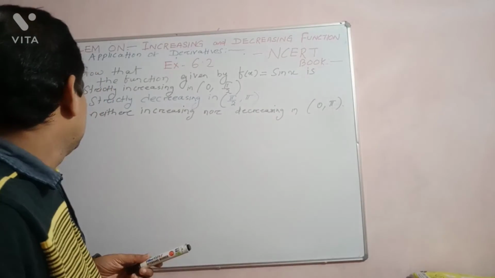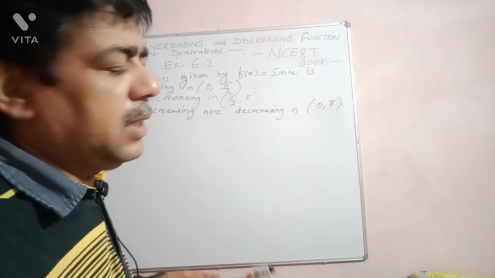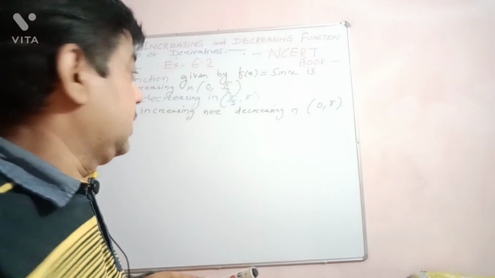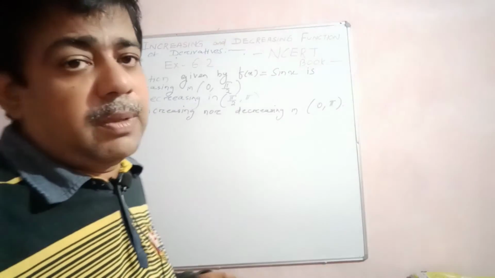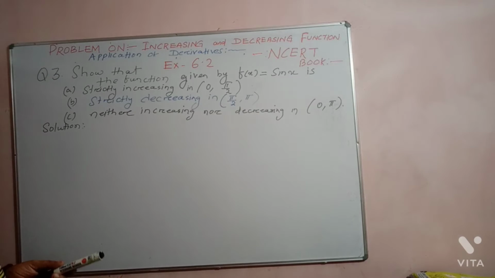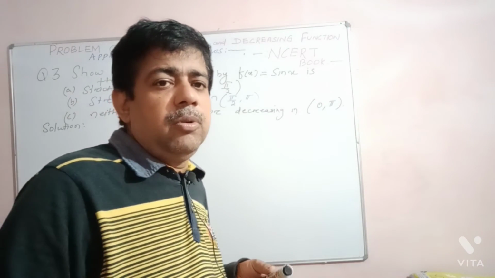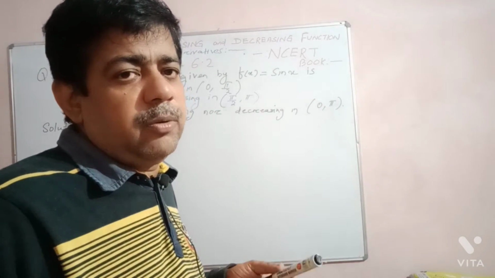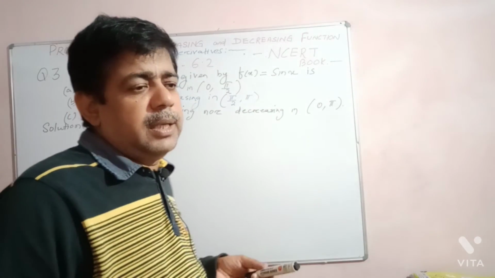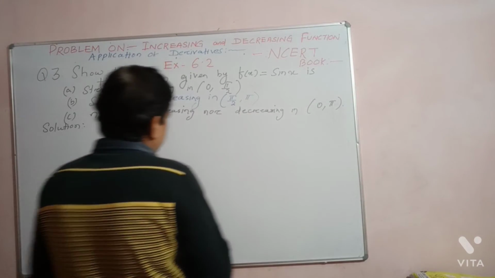We have to prove, number 1, that the function is strictly increasing in the open interval 0 to pi by 2. Second, you have to prove that the function f is strictly decreasing in the open interval pi by 2 to pi. Understand, in point C we have to show that the function f is neither increasing nor decreasing in the interval 0 to pi.